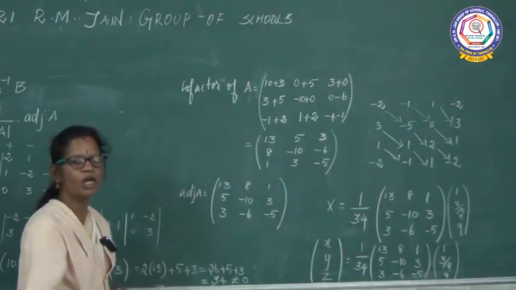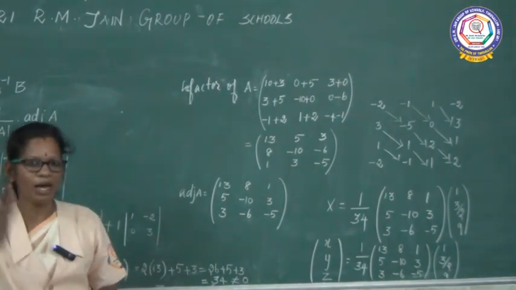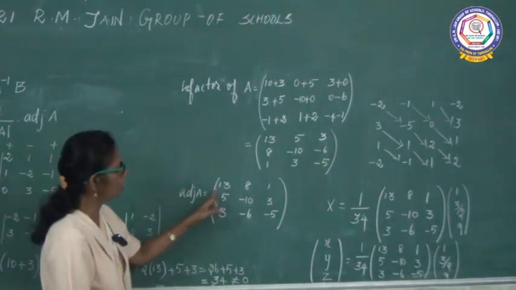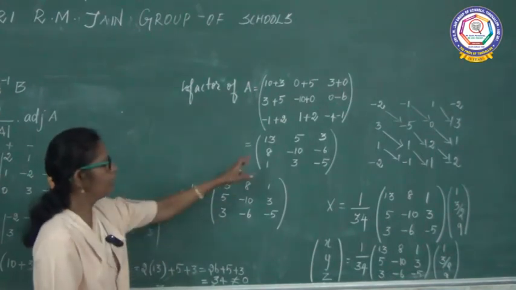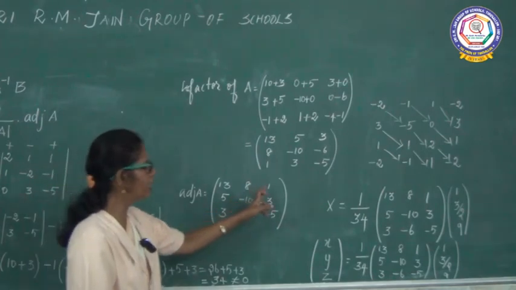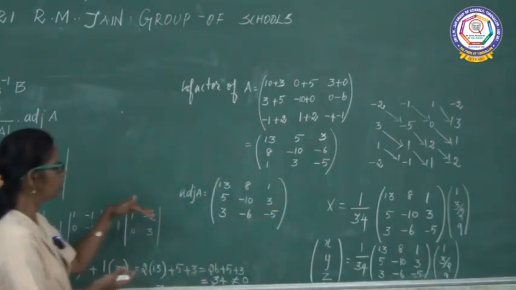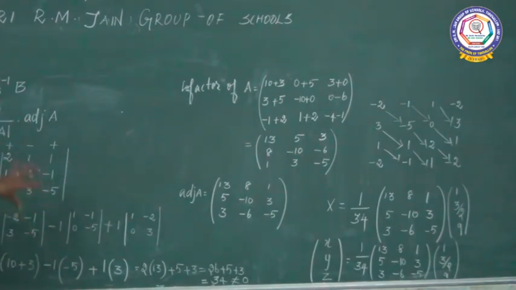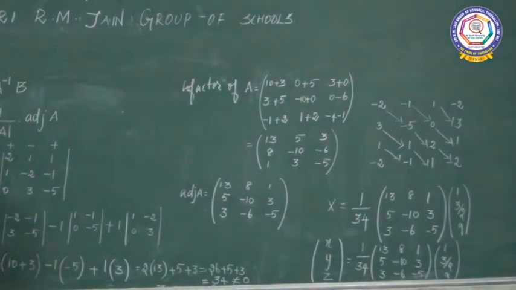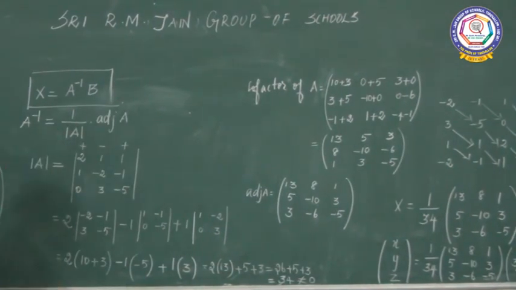When you transpose, the rows simply become columns. So 13, 5, 3. Next row 8, minus 10, minus 6. The next row 1, 3, minus 5. What are the things we need? Everything we found. So directly you substitute in the format x is equal to A inverse B.